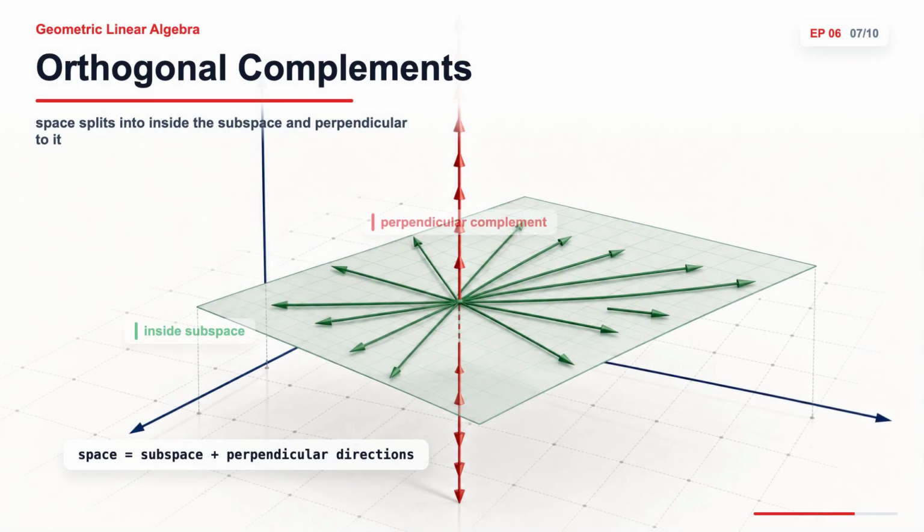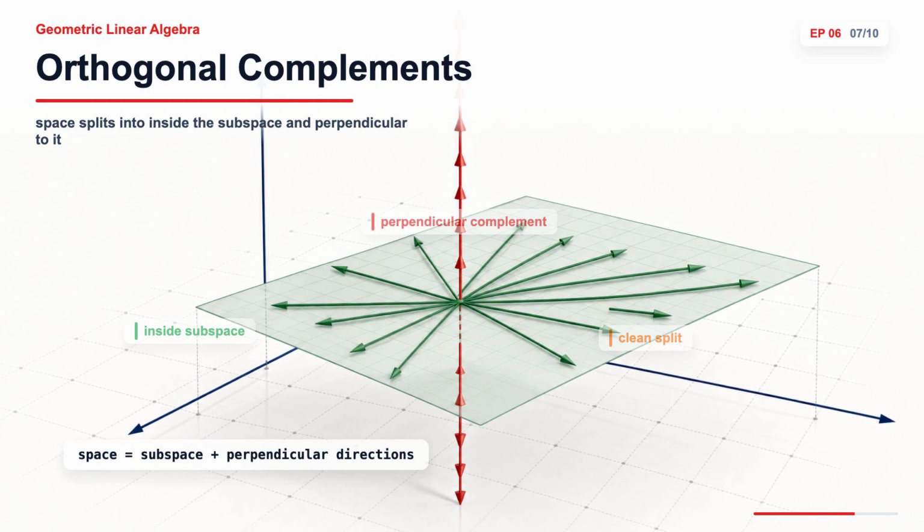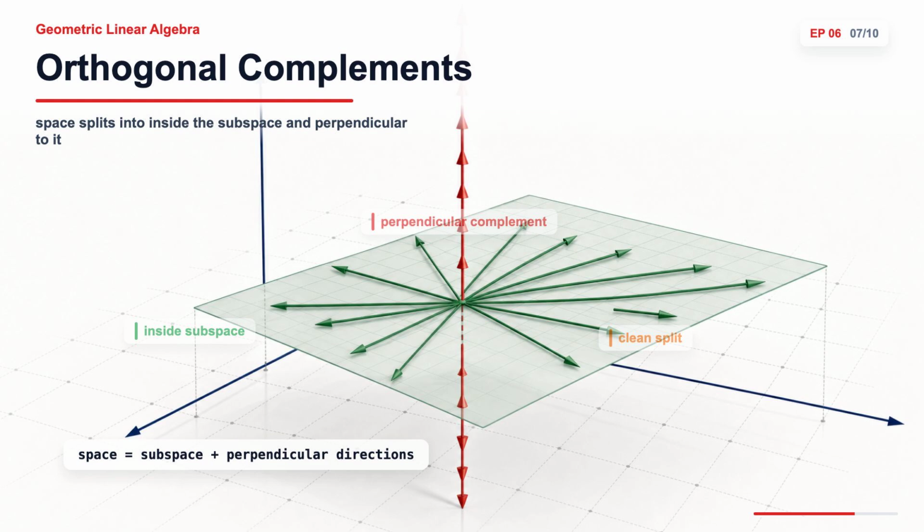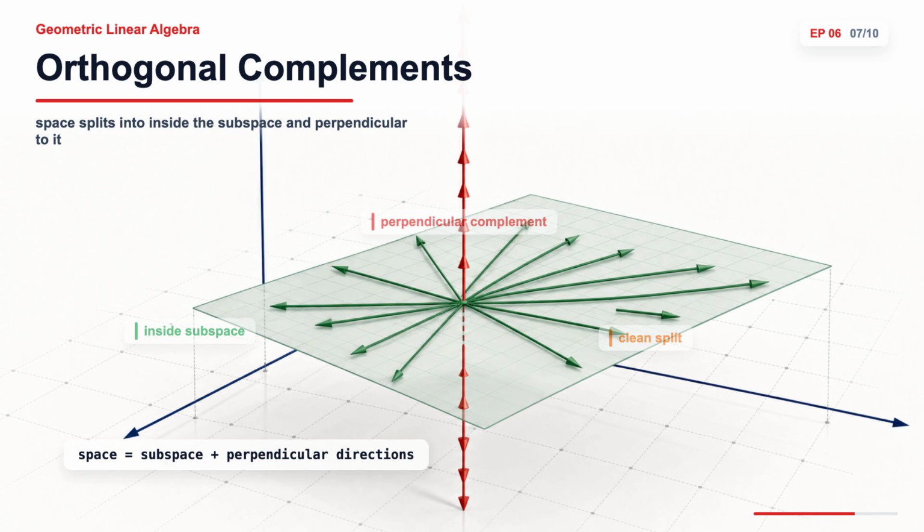Every subspace has a companion idea, the orthogonal complement. It contains all directions perpendicular to the subspace. For a plane through the origin in three-dimensional space, the orthogonal complement is the line pointing straight out of the plane. This lets us split space into two clean parts. One part lies inside the subspace. The other part is completely perpendicular to it.